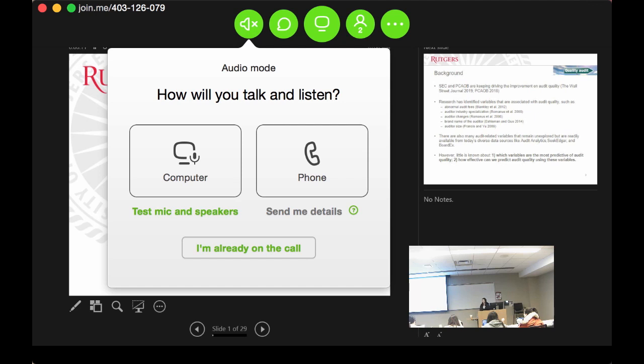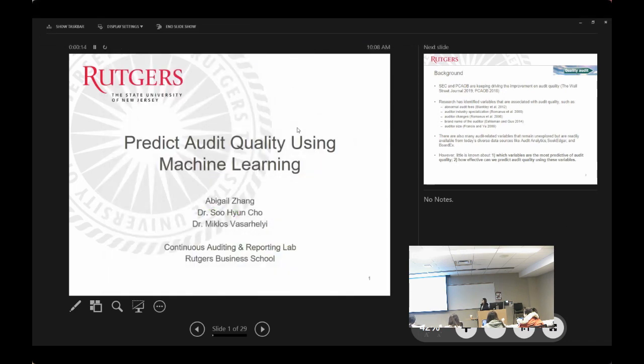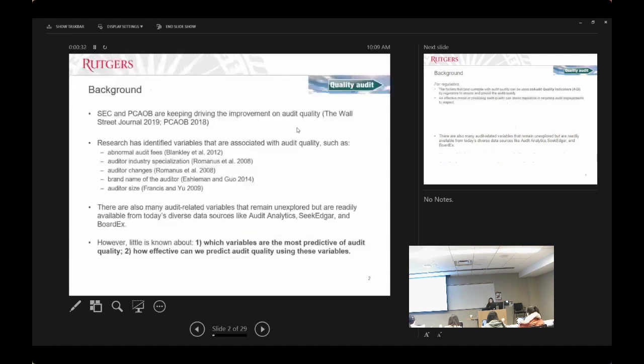The topic is about audit quality. So this paper, together with Professor Cho and Professor Miklos, about predicting audit quality using machine learning seems to be appropriate. So first, about the background.